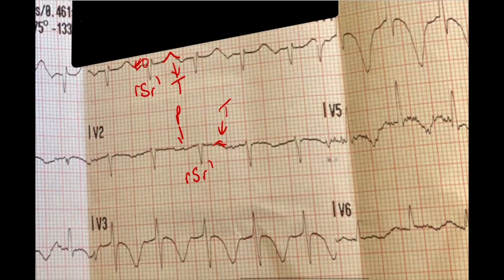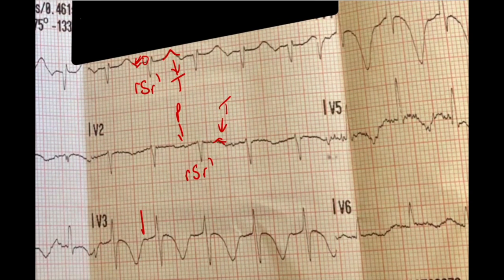In V3, here we have the P wave. We have an isoelectric RS complex, which is expected. Remember, we said V3 or V4 could be isoelectric, and that means again that the R wave is the same height as the S wave. But here again, we have those inverted T waves, which are abnormal.